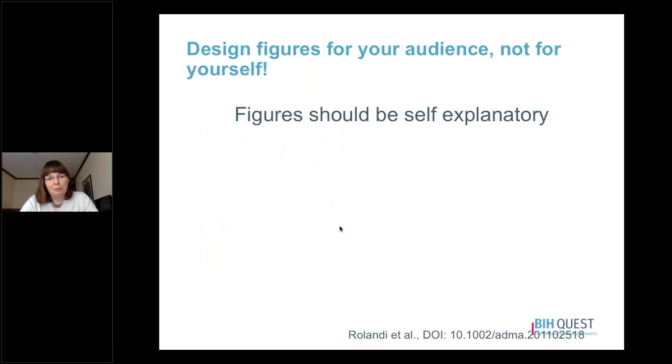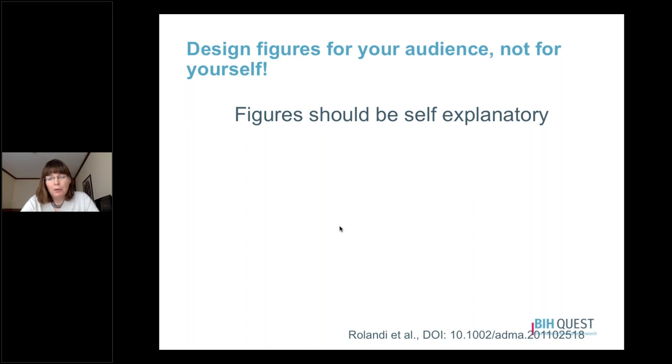So what do we want to remember here? We want to design figures for our audience, not for ourselves. So figures should be self-explanatory. Again, your reader may see the figure on social media, in a poster, in a talk, or even right below the title in the abstract without much additional context.